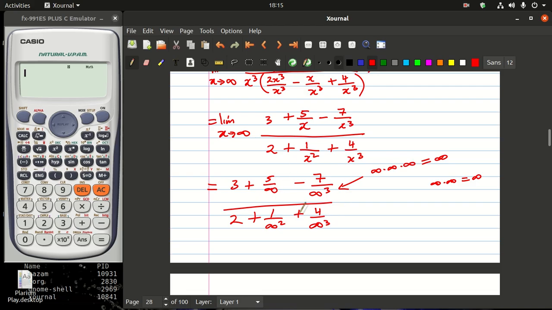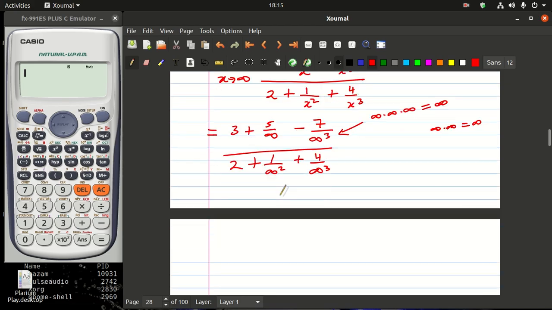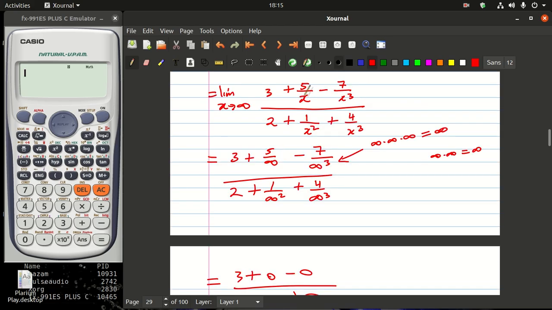And you end up jumping this step, and someone is just saying that this is supposed to be just 3 plus 0 minus 0 all over 2 plus 0 plus 0. They jump this step because someone is saying that this function is decreasing and getting closer and closer to 0 as this gets to 0.